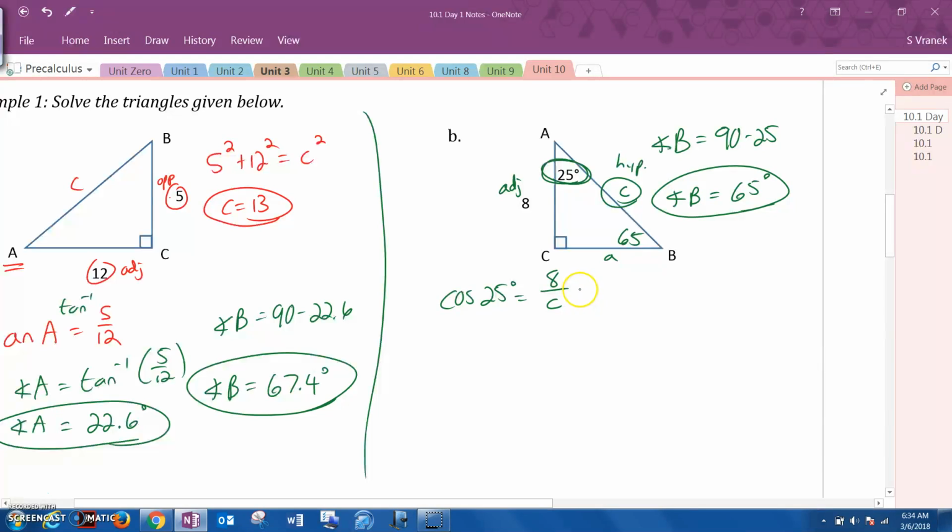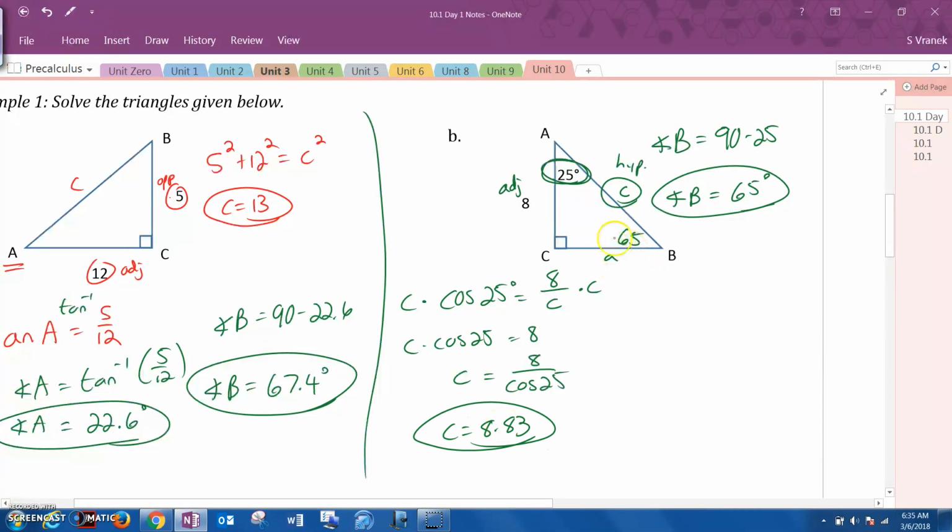Let's say you're not sure how to do this. You multiply both sides by c. So you get c times cosine of 25 equals 8. And then you divide by cosine of 25. So all you have to do is type in 8 divided by cosine of 25. And when you do that, you get that the c length is equal to 8.83.